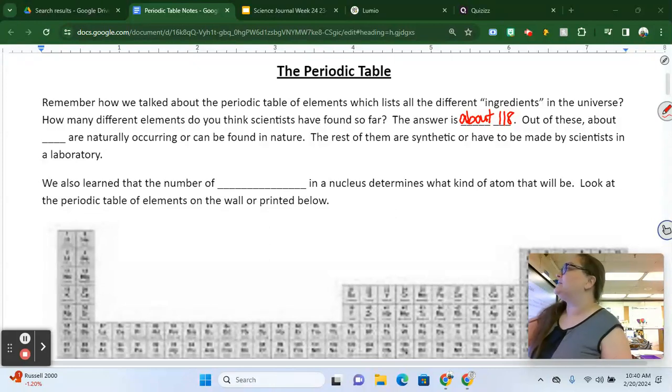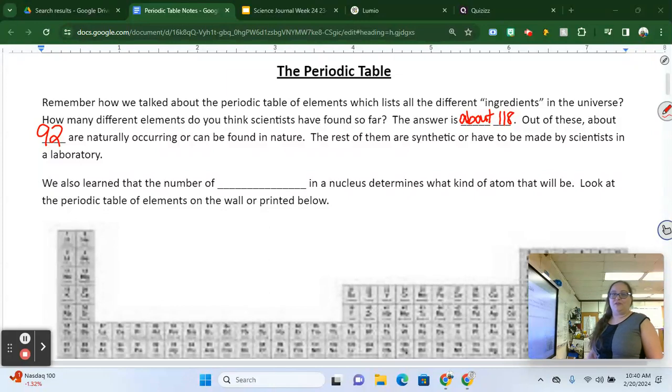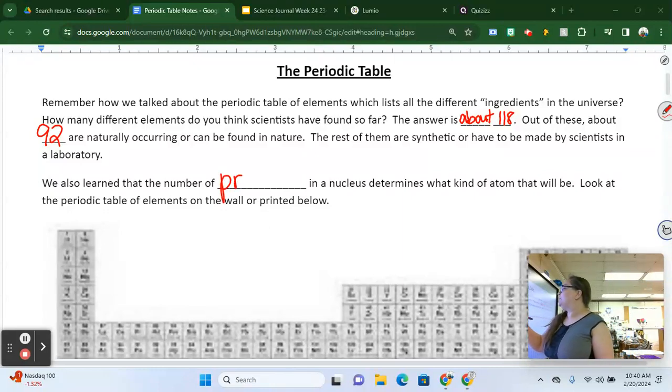Now, out of these, 92 are naturally occurring or can be found in nature. Everything else is either man made or only the tracest of trace amounts are found in nature. The rest of them are synthetic and had to be made by scientists in a laboratory. We also learned that the number of protons in the nucleus determines what kind of atom it will be.